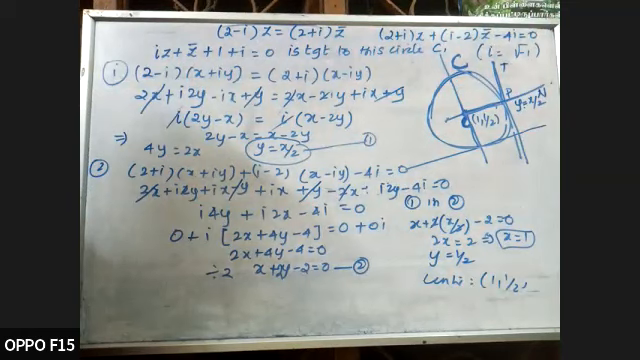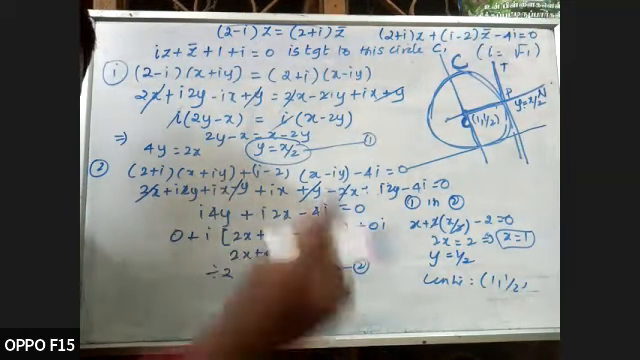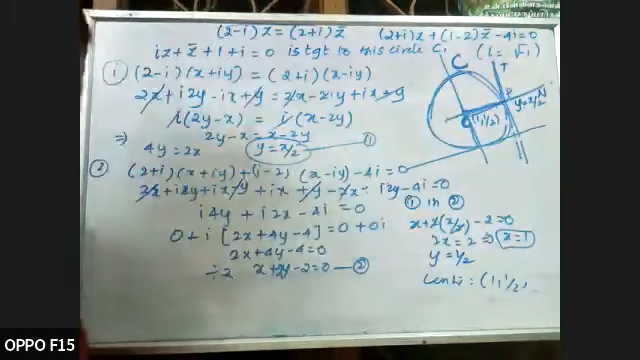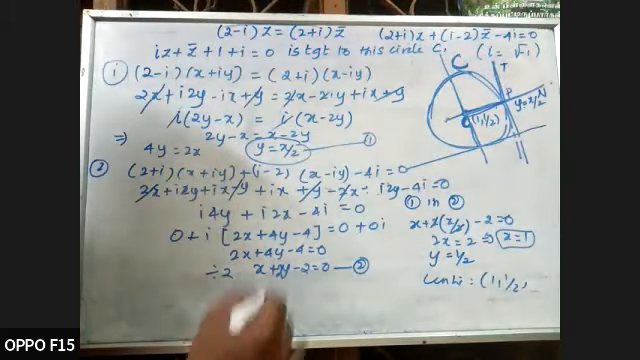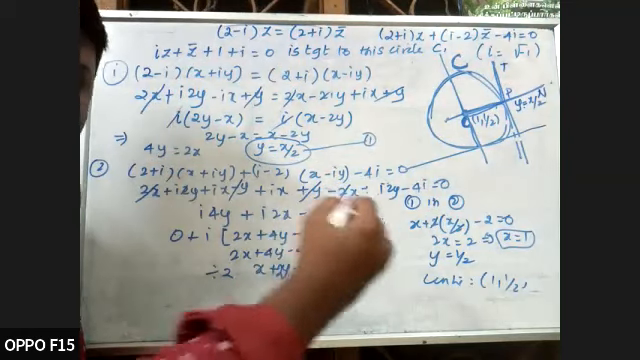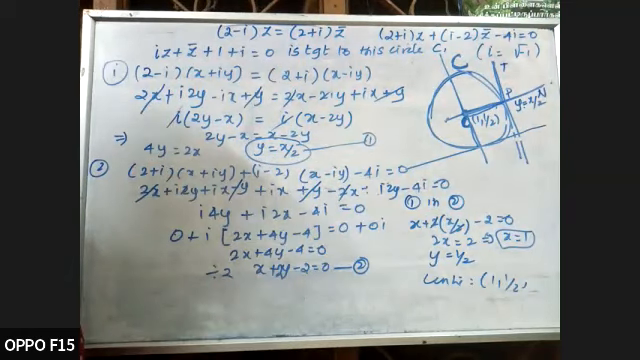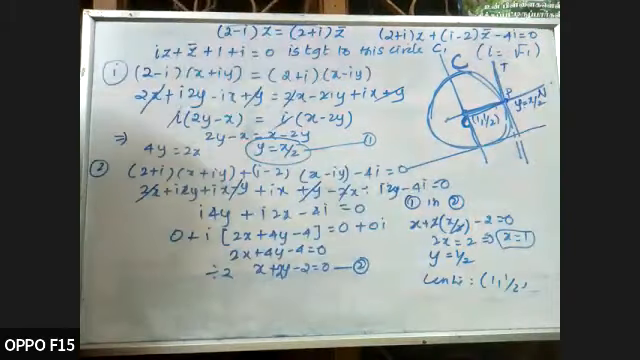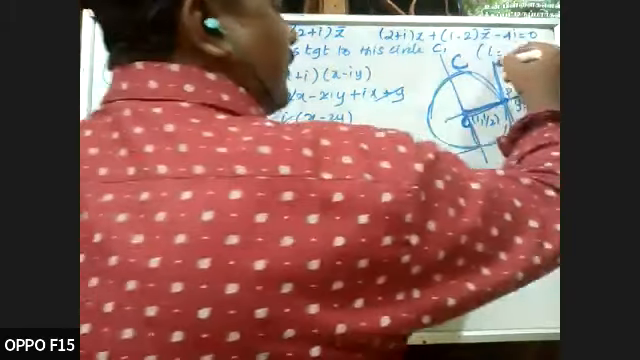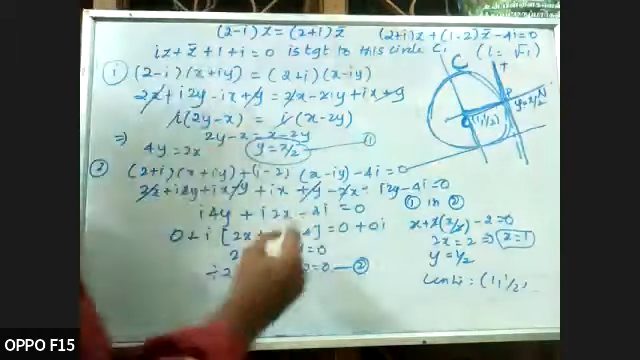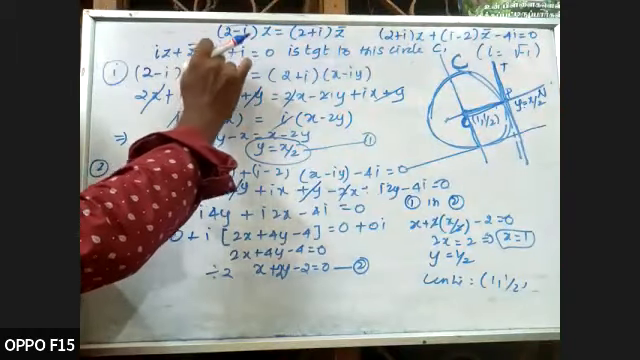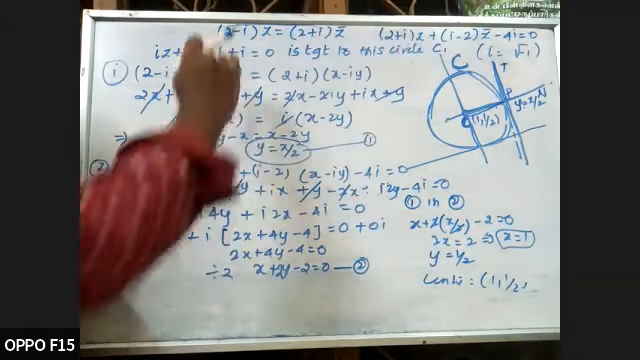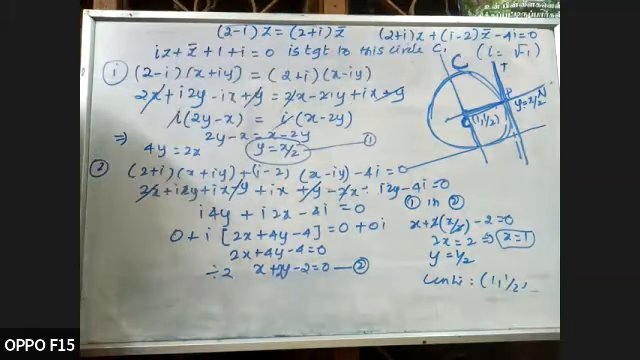We can call it the tangent point. The intersection of the tangent and the circle is P. Now find the perpendicular distance. We know the length of perpendicular formula: ax1 plus by1 plus c divided by root of a square plus b square. Here I need the equation of the tangent. It is given: the line iz plus z conjugate plus 1 plus I equal to 0 is tangent to the circle. I am going to use this for the tangent of the circle.